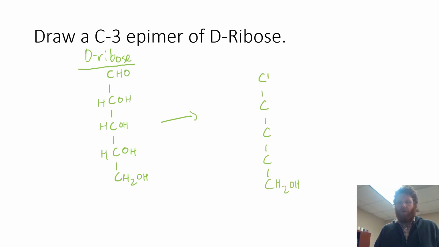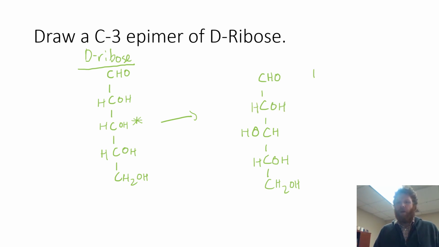It is still an aldopentose. We have 5 carbons. It is still a D sugar, because where is my variation coming about? My variation is about carbon number 3, not carbon number 4, so I'm not changing that. My hydroxide is on the right-hand side. Carbon number 3, however, is going to have a hydroxide group on the left-hand side compared to my structure for D-ribose. So I've got OH.